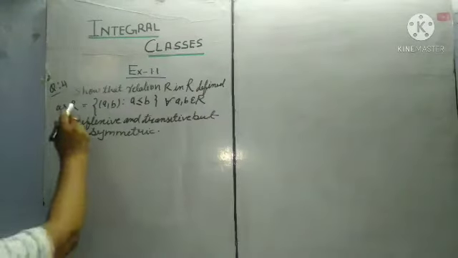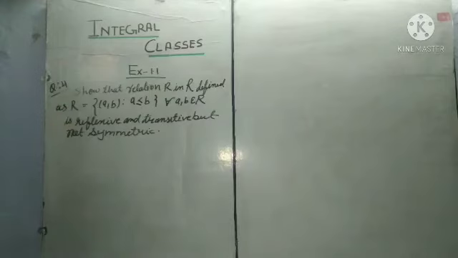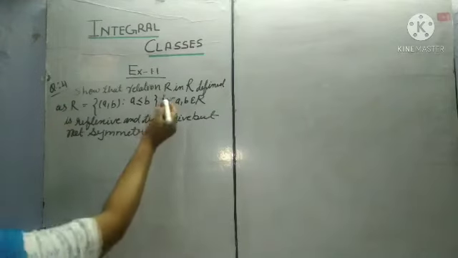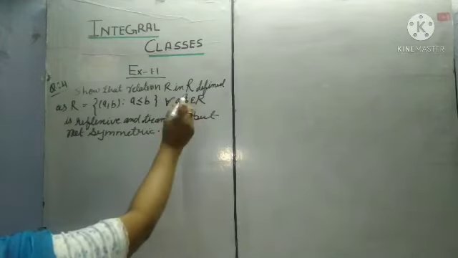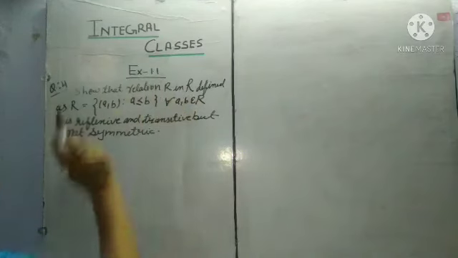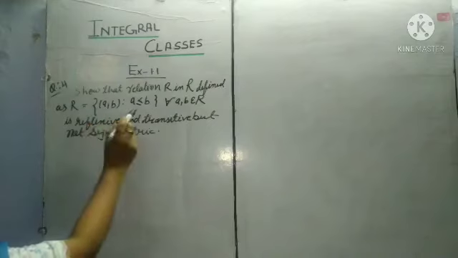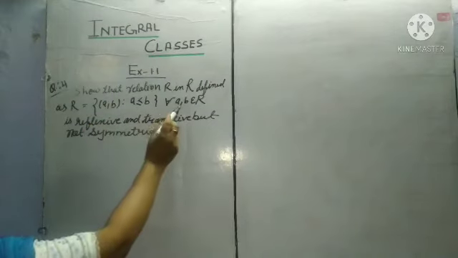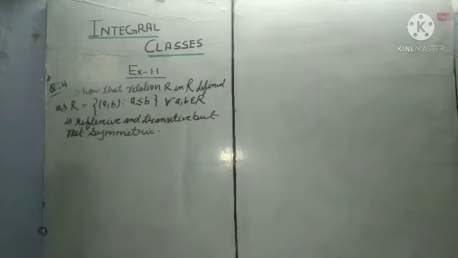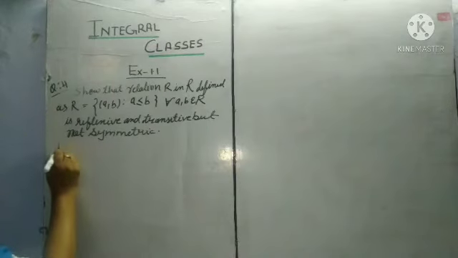Question number 4 is: show that the relation R in the real numbers, R is a relation defined on the real numbers, as R = {(a, b): a is less than or equal to b}, where all a, b belong to R, is reflexive and transitive but not symmetric. Now first, reflexive.